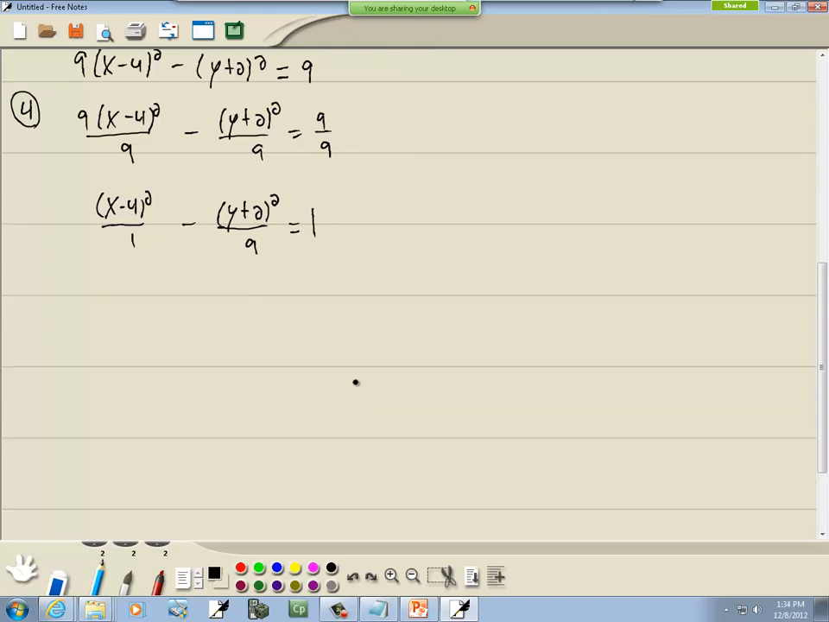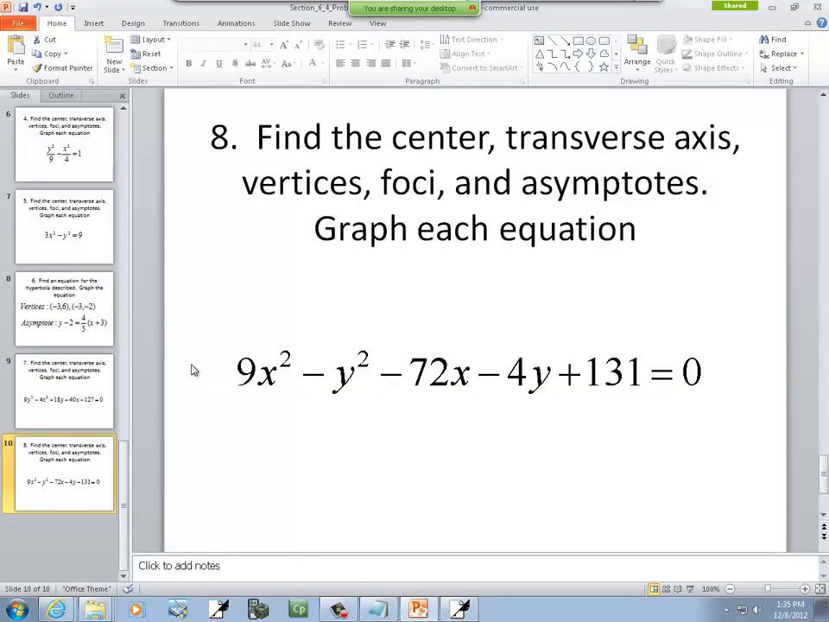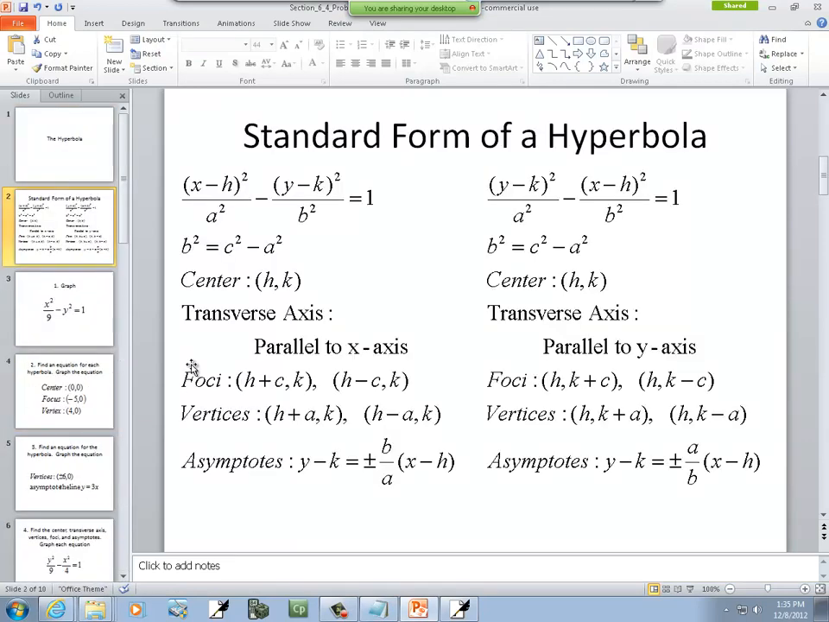Just about in perfect form. So rewrite this as x minus 4 squared. We want to rewrite the number on the bottom as something squared. Well, 1 squared. Minus y plus 2 squared. And this would become 3 squared equals 1. Okay. Squared is on the x before the minus. This is the formula on the left.